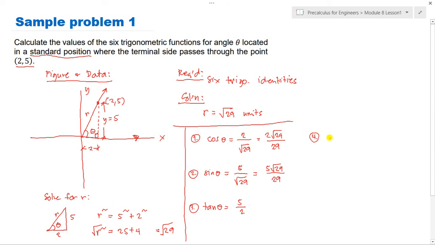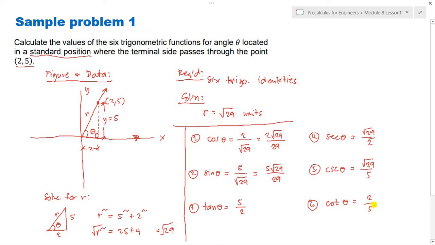Now, the fourth, we have the secant of theta, which is the inverse of our cosine, that is square root of 29 all over 2. And then for the fifth one, we have cosecant of theta, which is the inverse of our sine, that is square root of 29 all over 5. And for the last one, we have the cotangent of theta, which is the reciprocal of our tangent theta. Therefore, our cotangent is 2 over 5, which is x over y.